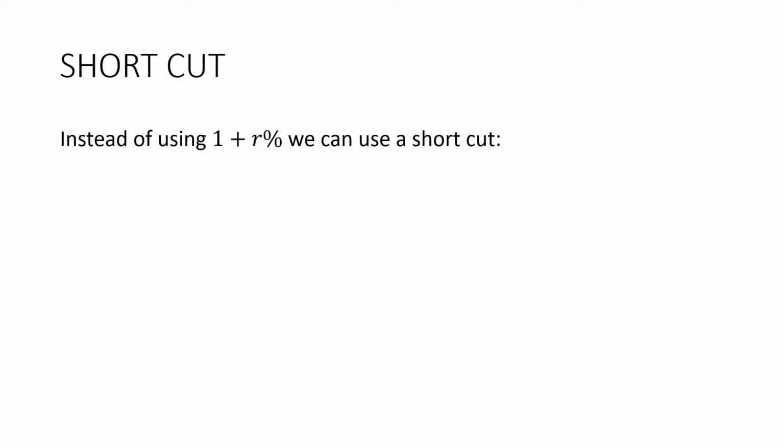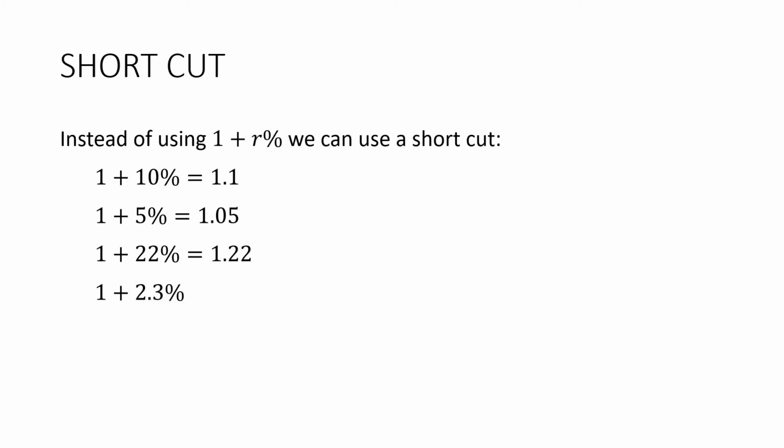Now there is a shortcut. Instead of using 1 plus R%, we can do this. 1 plus 10% is the same as 1.1. 1 plus 5% is the same as 1.05. 1 plus 22% is the same as 1.22. 1 plus 2.3% is the same as 1.023. Hoping you're starting to see the pattern. What about 1 plus 0.6%? It's 1.006.